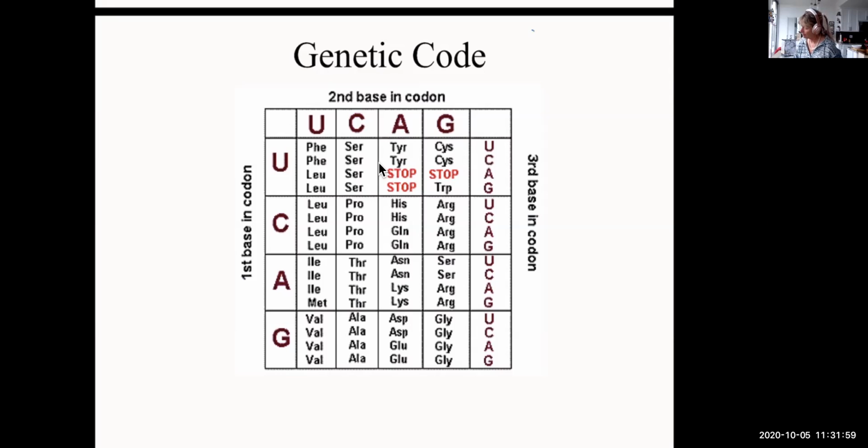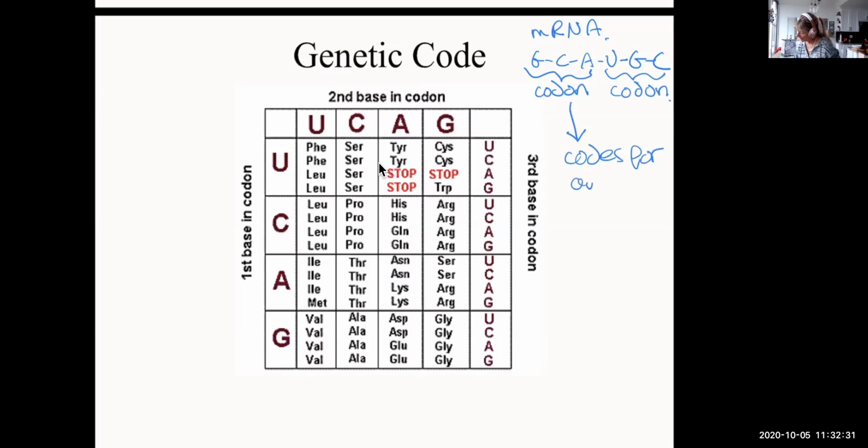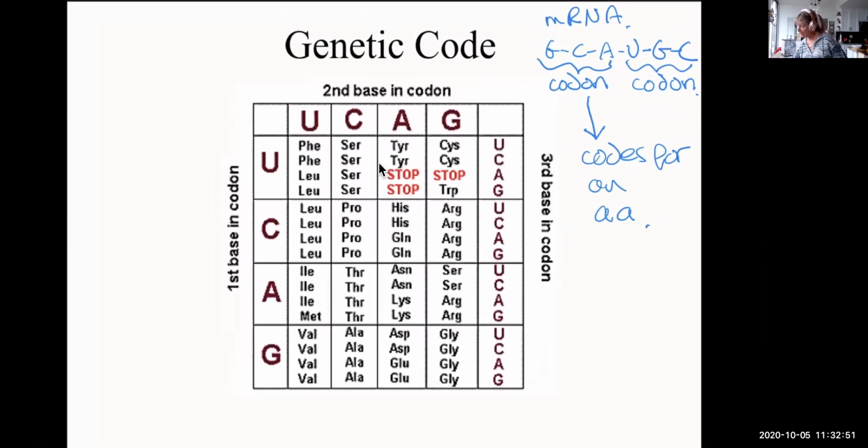So messenger RNA, say it's something like this, GCA UGC. Each triplet is known as a codon. And each codon codes for an amino acid. So if I were to use this first codon, GCA, which amino acid is that coding for? Can you figure it out by looking at this table? This is the first base, the second base, and the third base. Try to figure it out using the table.